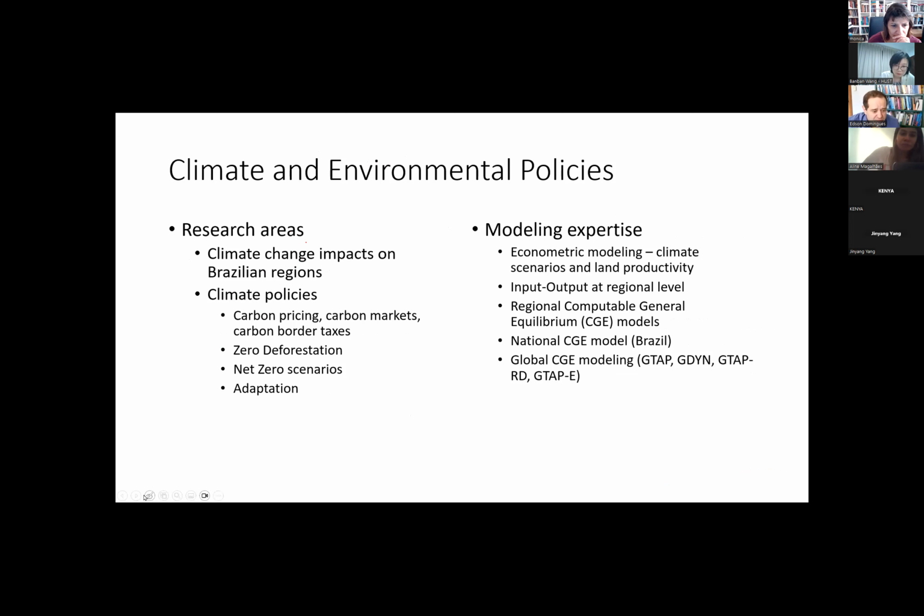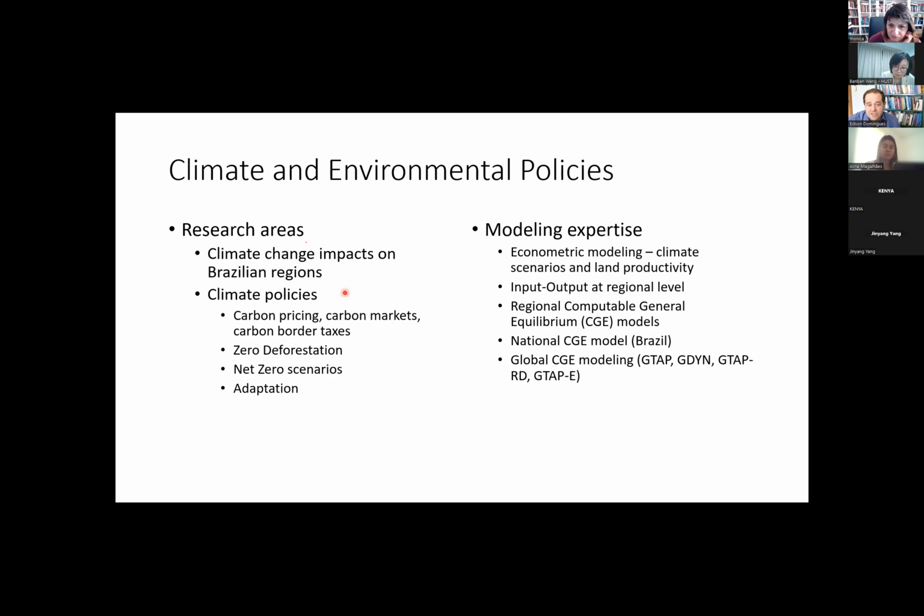Then we have been working on some of the climate policies in Brazil, like carbon pricing, carbon markets, and carbon border taxes. But as I told you, we don't have carbon markets in Brazil yet. We did some simulations. Aline did this for her PhD thesis some time ago. And we have lots of studies and simulations about carbon markets in Brazil.